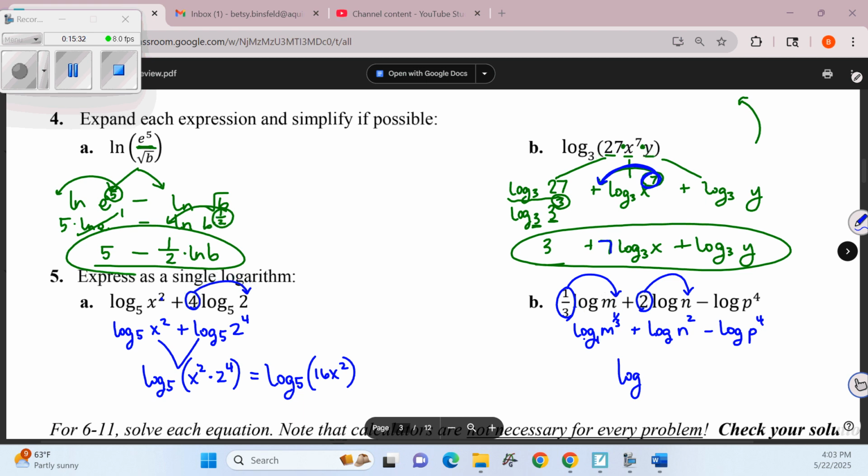There's no base written, so we can assume this is a log base 10, or the common log. So the log of the things that are connected by addition, those are going to be multiplied. So m to the 1/3 times n squared. The things that are connected by subtraction, that's going to be a division piece when we put it into the single log. So the p to the 4th. Probably one last move that could be done here is simply to recognize that m to the 1/3 is the same thing as the cube root of m, still times n squared, all over p to the 4th.